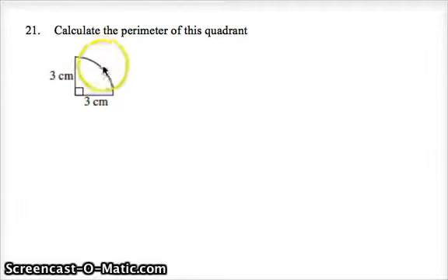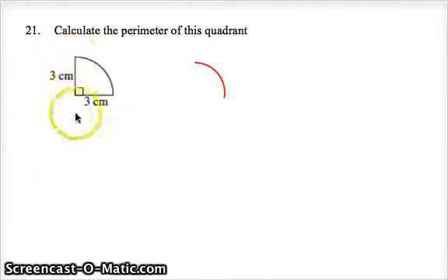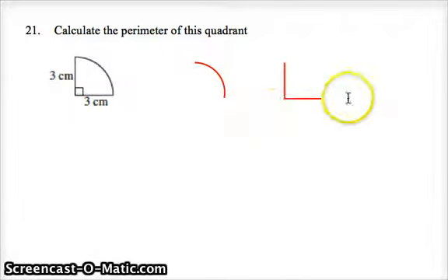So we can see that we've got this curved bit there. So I'm just going to draw that over here. Our shape is made up of a curved bit, and it's also made up of two straight line bits. So I'm just going to put those over here. Okay, so we need to work out the length of this curved bit and the lengths of these straight line bits. Now the curved bit is a part of a circle.